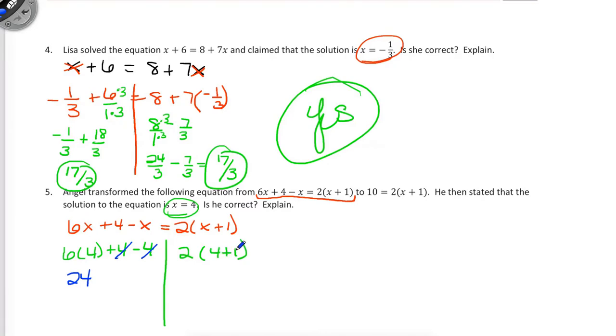Over here, doing the parentheses first, 4 plus 1. This will be 2 times 5, and 2 times 5 is 10. Is 24 equal to 10? No. So I don't even need to check his other equation because no, it didn't even work with the first original equation.